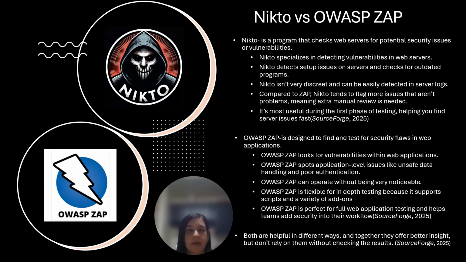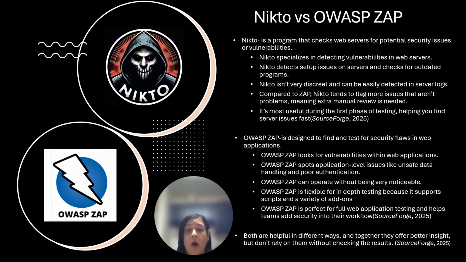On slide 11, I give you a difference between Nikto versus OWASP ZAP. Nikto is a program that checks web servers for potential security issues or vulnerabilities. OWASP ZAP is designed to find and test for security flaws in web applications. Nikto specializes in detecting vulnerabilities in web servers, detects setup issues on servers, and checks for outdated programs. Nikto isn't very discreet and can be easily detected in server logs.